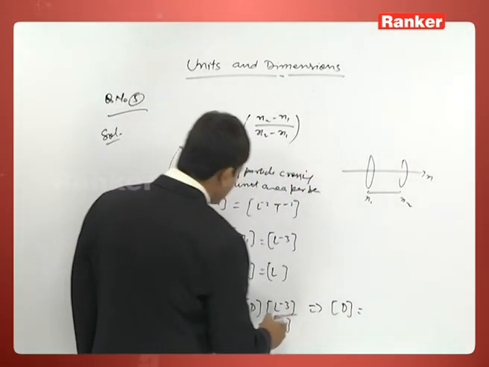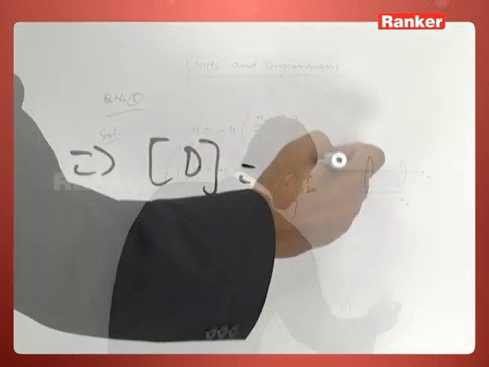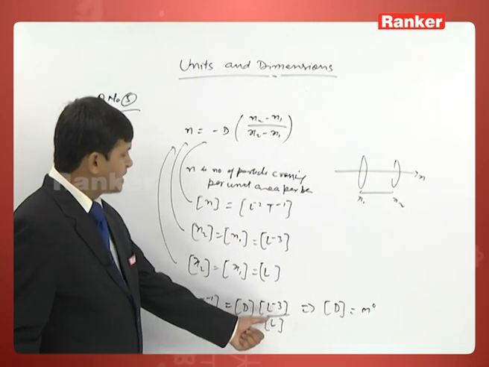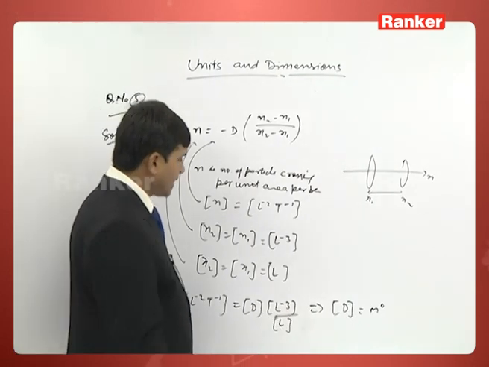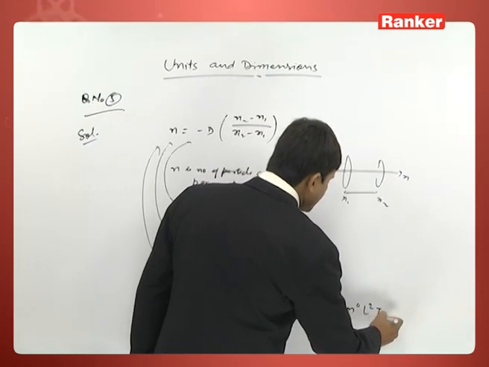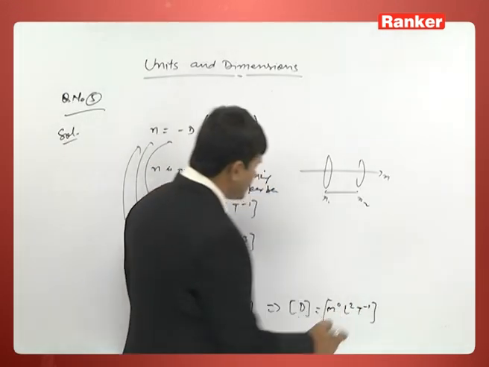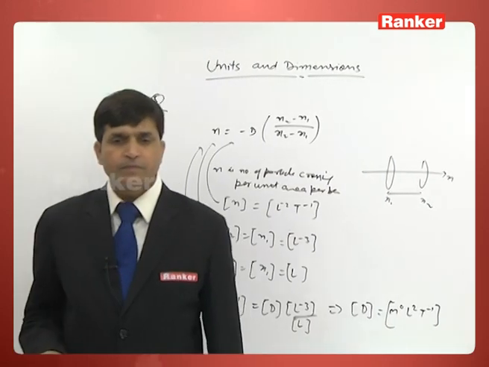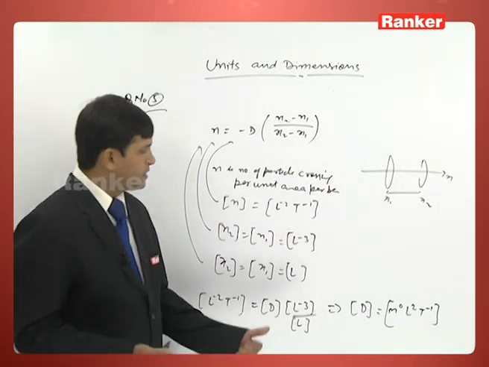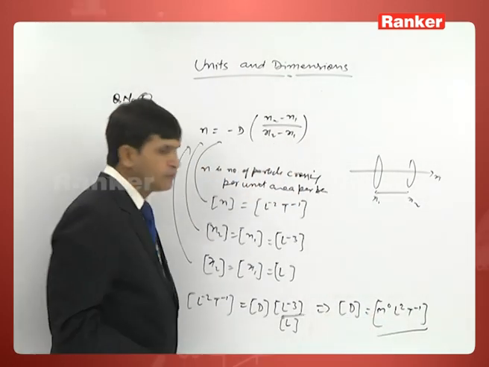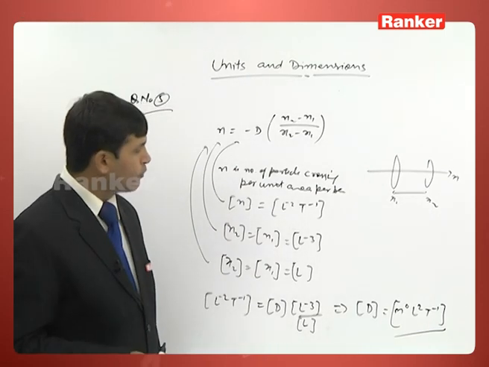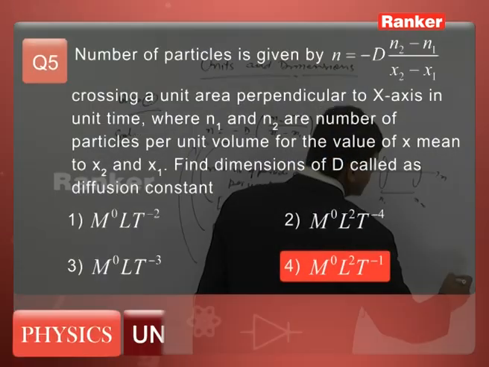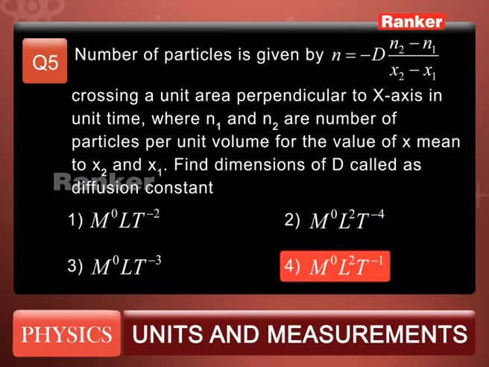So check the dimension of D. There is no factor of mass, M to the power 0. Now this becomes L to the power minus 4, and when it comes here, it becomes L squared and T minus 1. So the dimension of D is M to the power 0, L squared, T minus 1. This is the dimension of the diffusion constant, and as per our options, option 4 is the correct option.